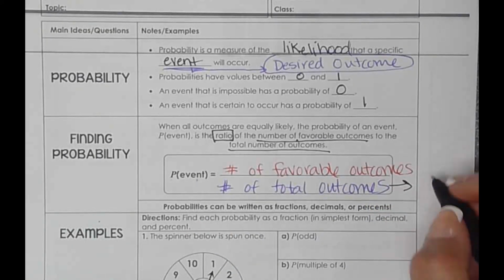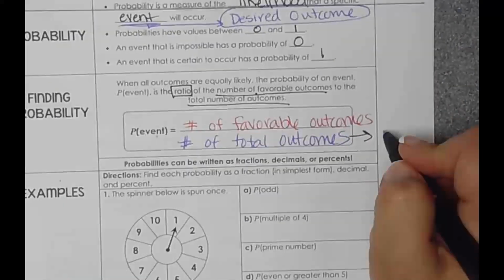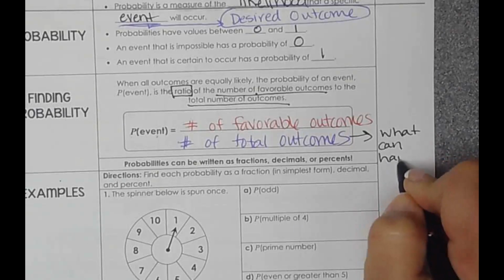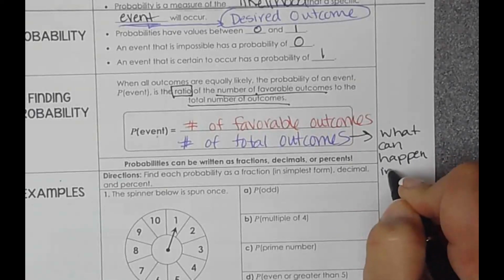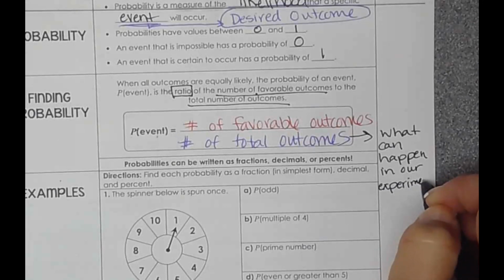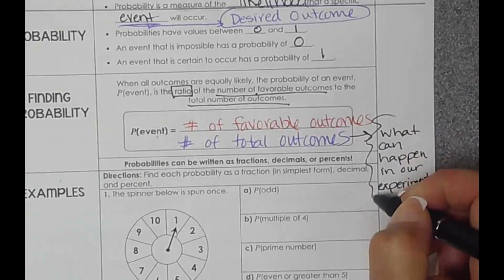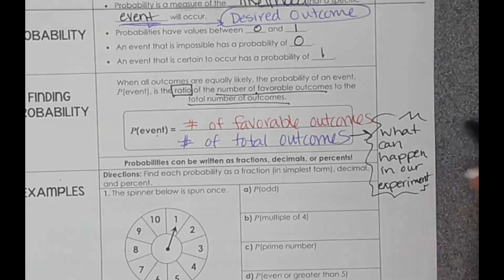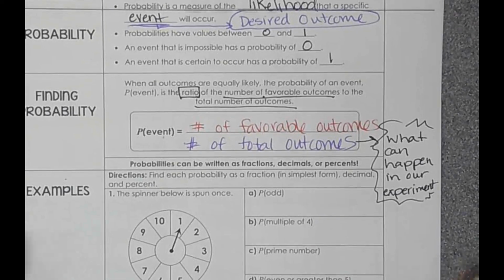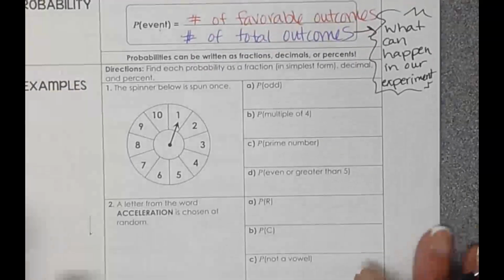And again, an outcome is what can happen in our experiment. So for example, if you're flipping a coin, you could flip a heads or you could flip a tails. Those would be outcomes. What do you get out of the activity you are doing? Okay. So let's do some practice here.